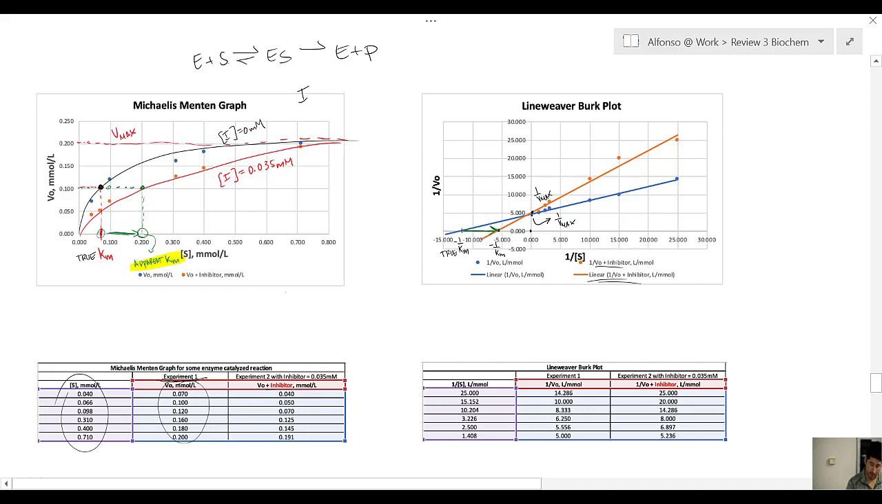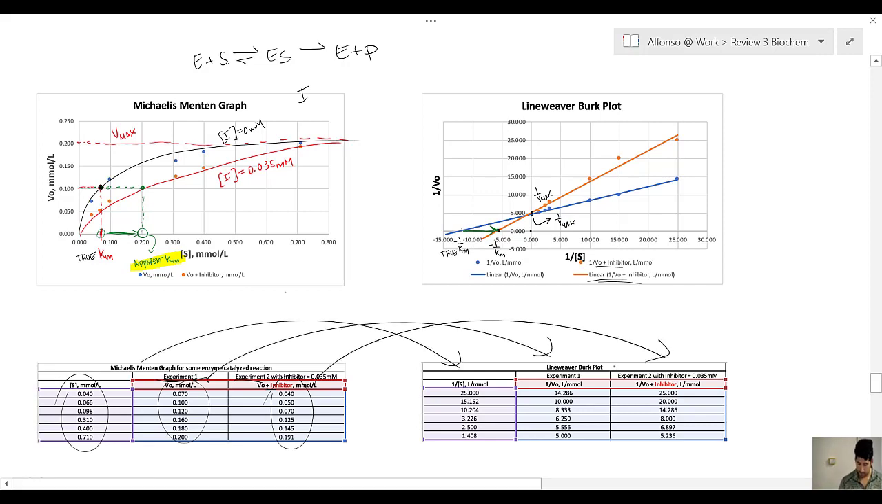So this right here is the substrate concentration. This right here is the velocity without any inhibitor, hence why it's called experiment 1. And then experiment 2, we throw in the inhibitor, and then these are the velocities that we get. And then to get all of these values, you just take the reciprocal.